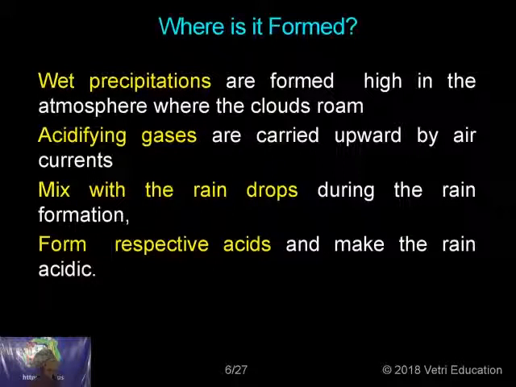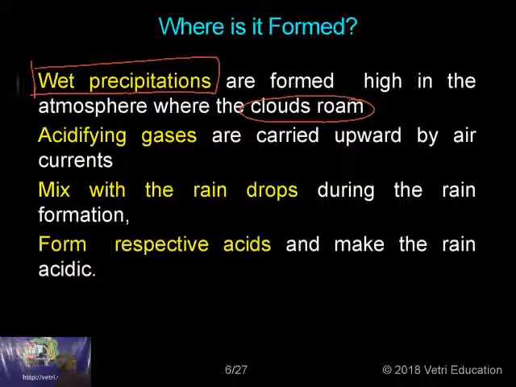Where is it formed? Wet precipitations are formed high in the atmosphere where the clouds roam. Acidifying gases are carried upward by air currents, mixed with the raindrops during rain formation, and form respective acids and make the rain acidic. So this is the method. Four steps are involved here. What are they? Wet precipitations are formed high in the atmosphere where the clouds are roaming. This is step number 1. Precipitations are formed in the clouds.